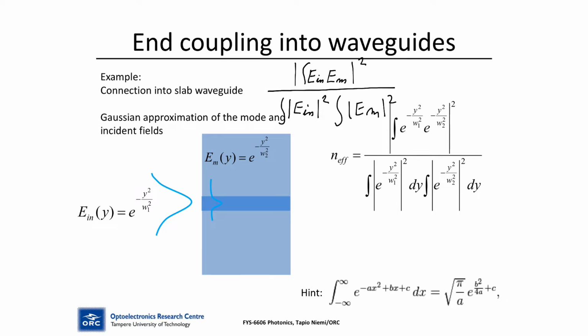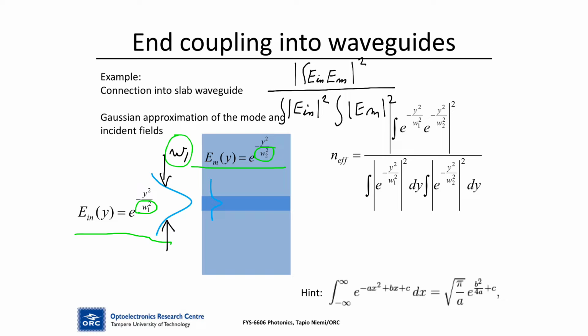Related to the overlap integral and coupling into waveguide, we take a look at one example. Here we have an incident wave which is described by a Gaussian function, and we have also a waveguide whose waveguide mode is presented by a Gaussian function. The width of the mode is described by W for the incident and W2 for the waveguide mode.